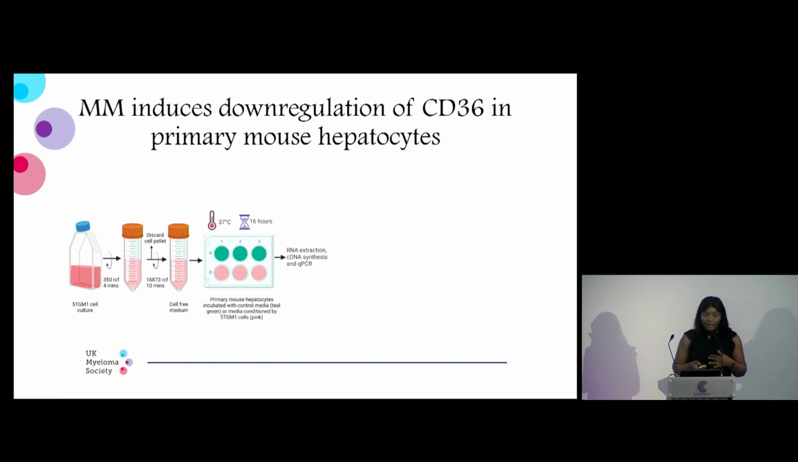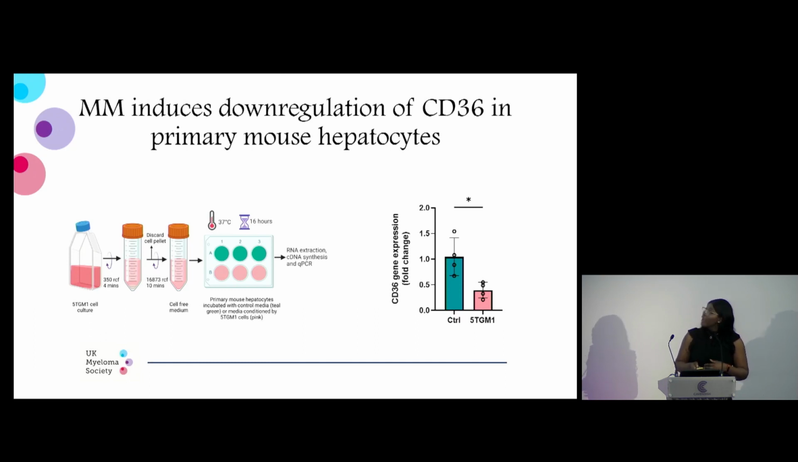Next, I wanted to see if I would find a similar finding in vitro, and so for this, I conditioned some media using the myeloma cell line, 5-TGM1 cells, and I placed it on primary mouse hepatocytes. I then extracted the RNA and performed qPCR. And what you can see is, yet again, the expression of CD36 appears to be lower in the primary mouse hepatocytes that are exposed to myeloma cells, so 5-TGM1 cells, compared to control media.